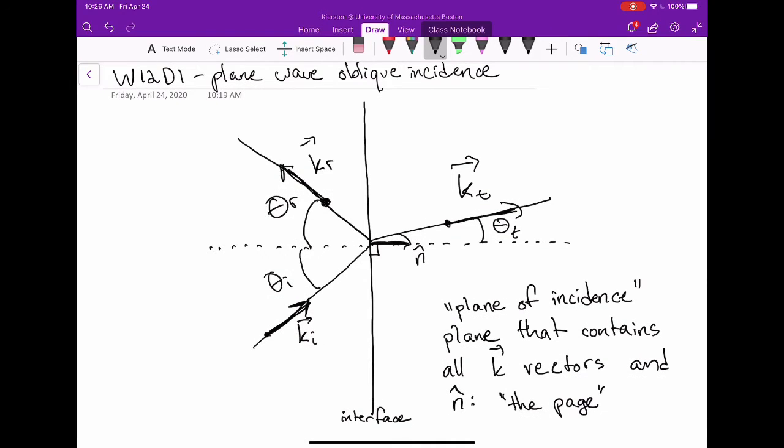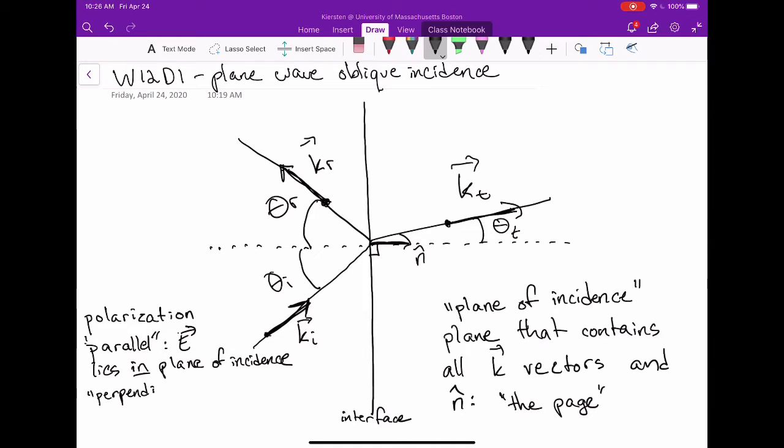When we're talking about the polarization of problems like this, what we're referring to is the orientation of the electric field vector relative to the plane of incidence. So parallel polarization means that the electric field vector lies in the plane of incidence. And perpendicular polarization means that the electric field vector is perpendicular to the plane of incidence.